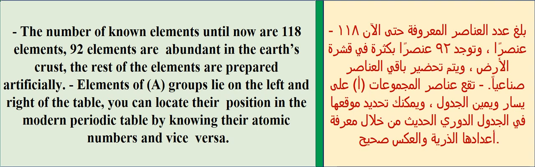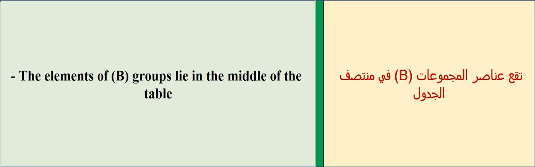Elements of A groups lie on the left and right of the table. You can locate their position in the modern periodic table by knowing their atomic numbers and vice versa. The elements of B groups lie in the middle of the table.